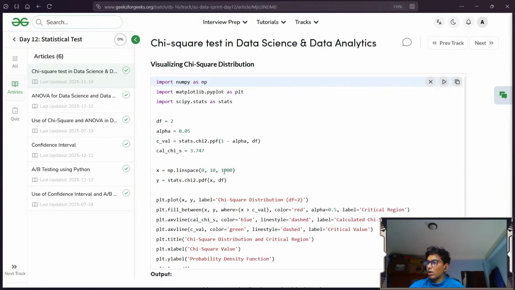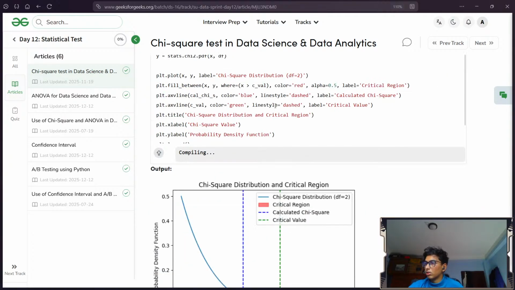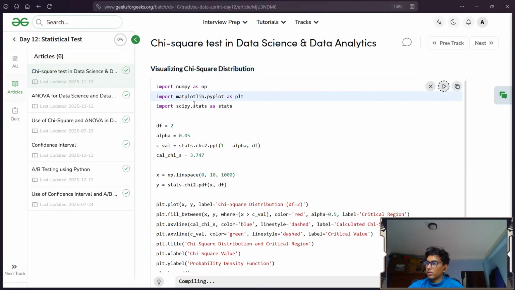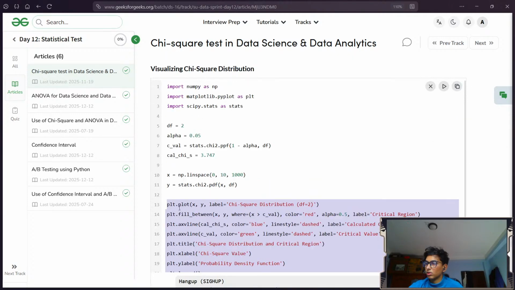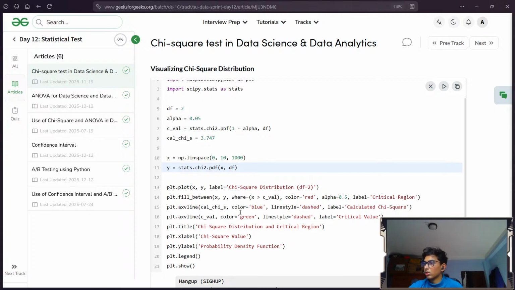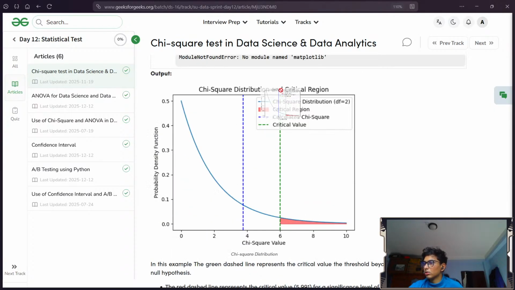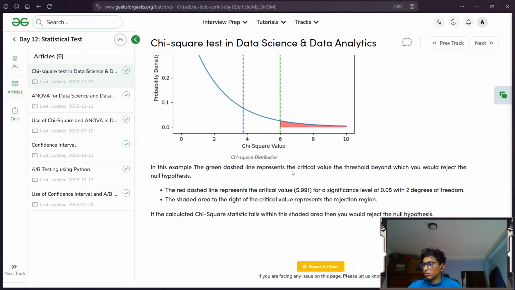This will be helpful in visualizing the chi-square distribution. Here Matplotlib is used, with plt for the legend, the df and alpha values, and np.linspace. Everything is good. This is the chi-square distribution, the critical region is this, the critical value is 5.99, and the calculated chi-square is here. The chi-square distribution looks like this for 2 degrees of freedom.